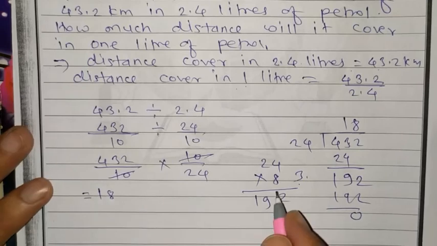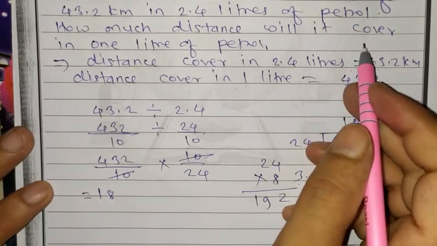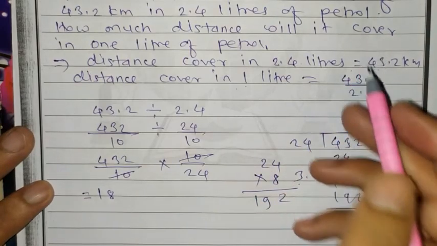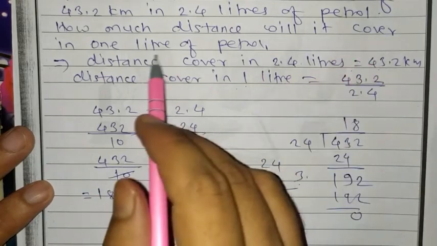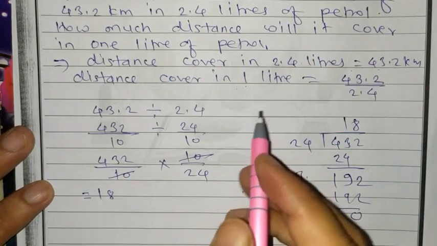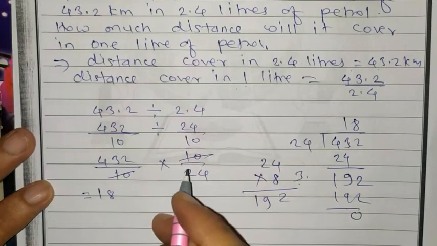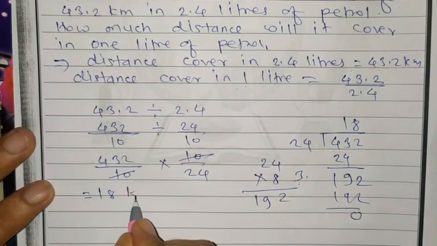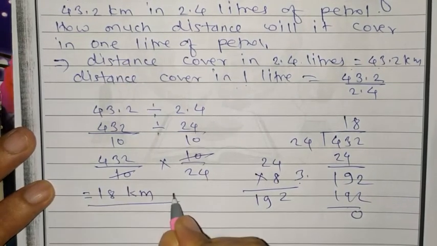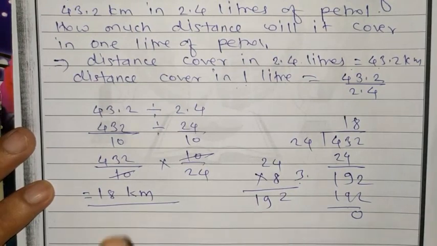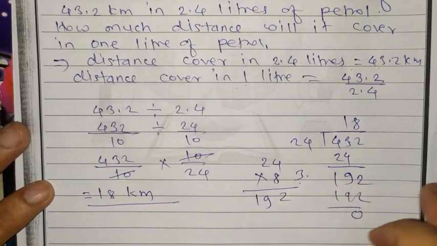So it means in 1 liter of petrol it will cover. They are asking how much distance will it cover. So you can say in 1 liter of petrol it will cover 18 kilometers of distance. Okay, you can finally write the statement. In 1 liter it will cover 18 kilometers distance.